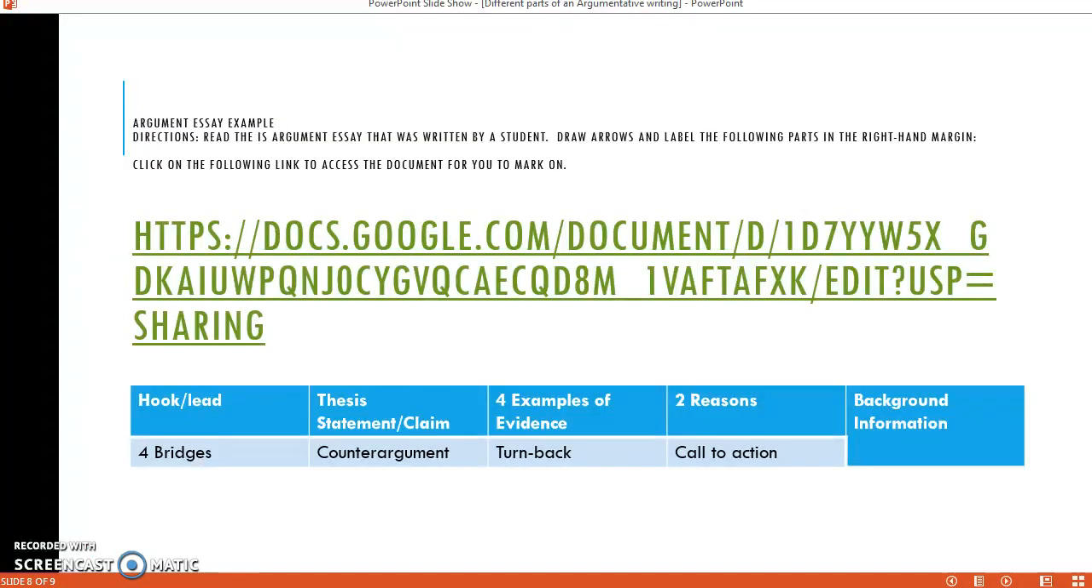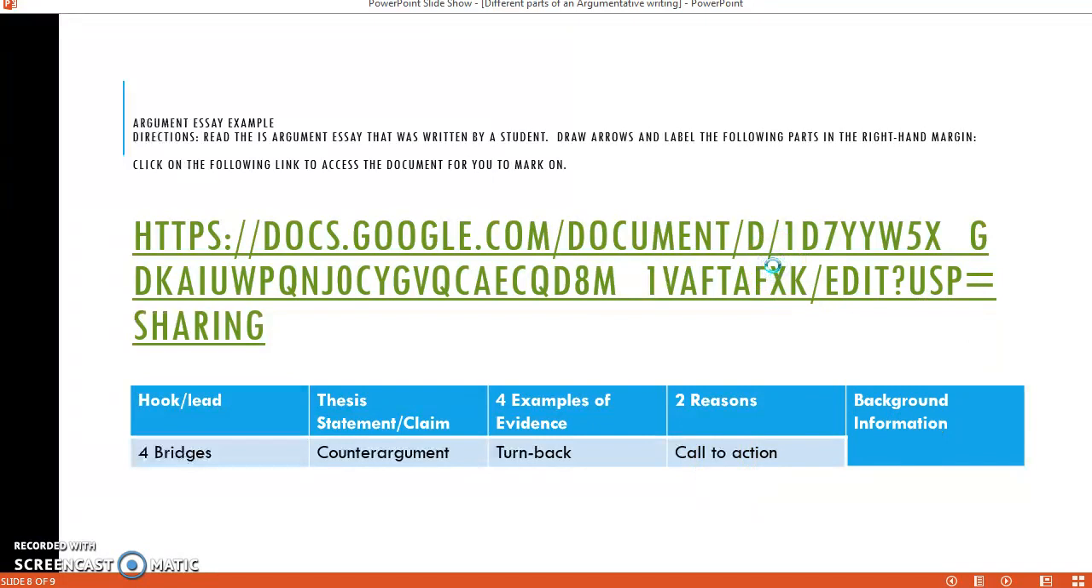Okay? All right, so now what you're going to do is I have connected a Google Doc for you. It is an essay. You're going to read the argument essay, written by a student, and then you are going to label each of these nine parts. You're going to label the hook. There are four bridges, a thesis statement and claim, the counter argument, four examples of evidence, turn back, two reasons, the call to action, and the background knowledge.